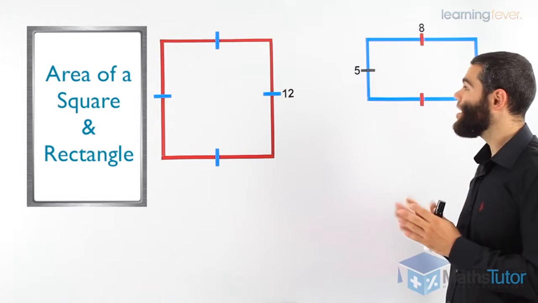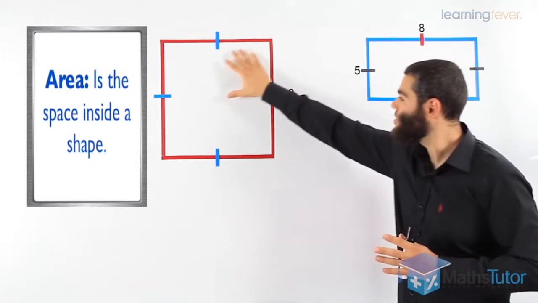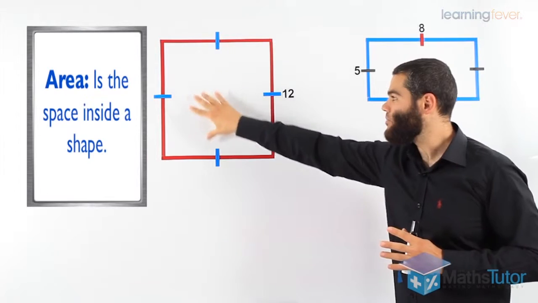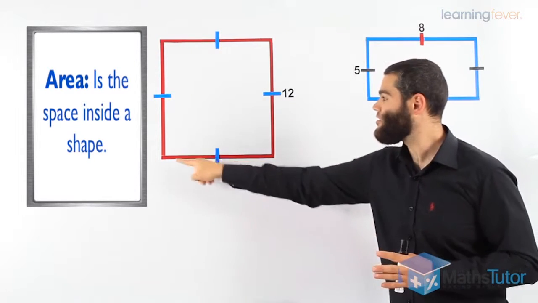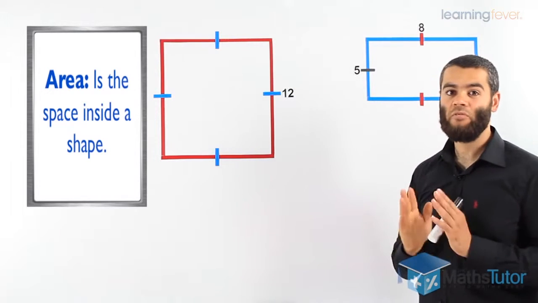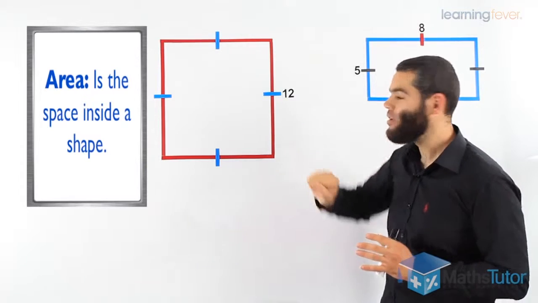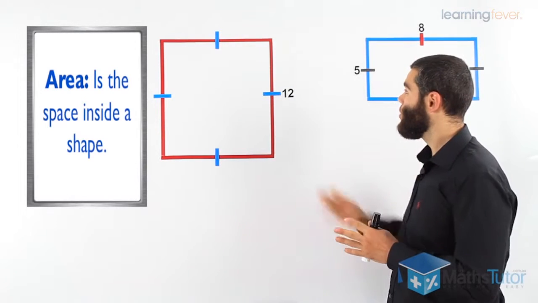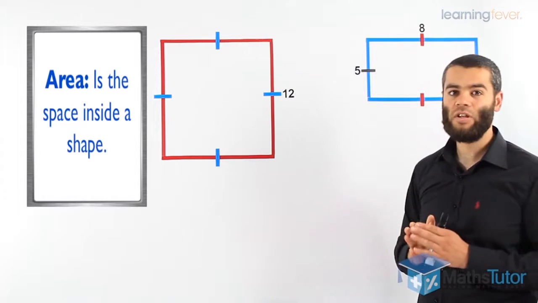Now, understanding area, we are working out what is inside the shape, while perimeter, you need to remember, is the outside boundary of a shape. So it's very important to differentiate between them. Area we work out inside, while for the perimeter we are working out the outside boundary of a shape.